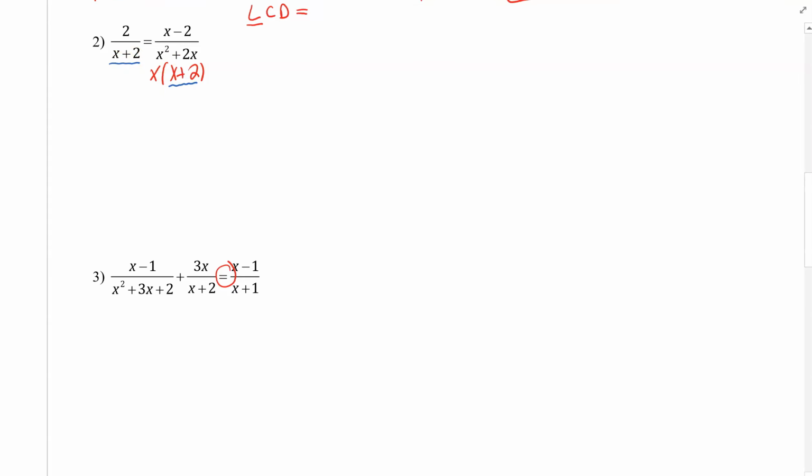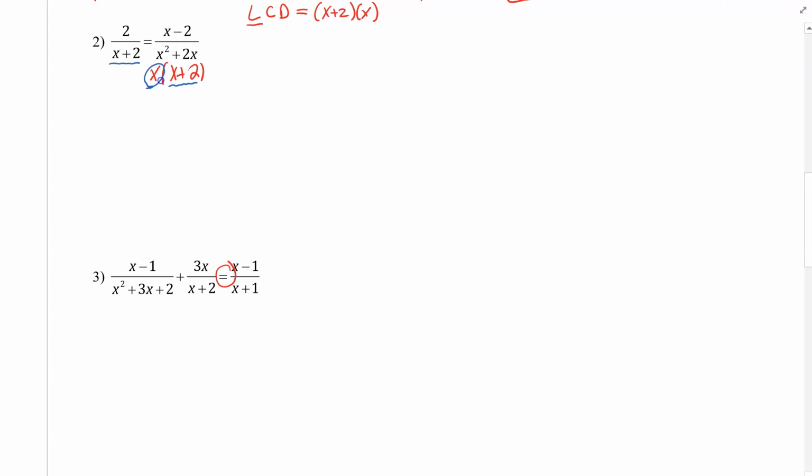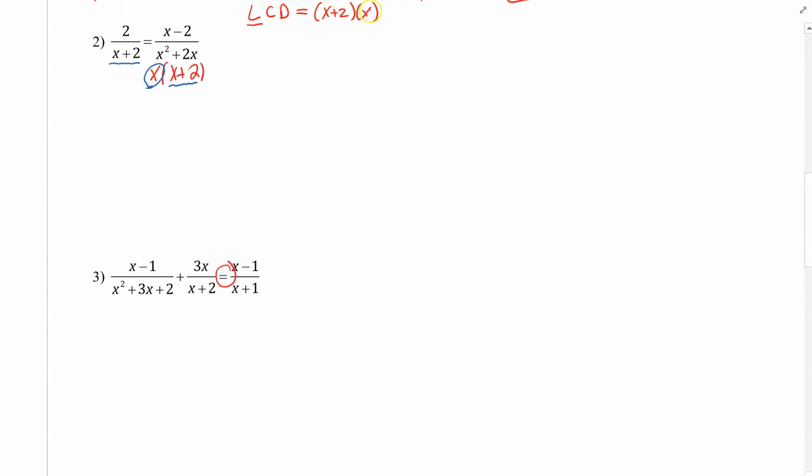They have a common factor of x plus 2. So in my LCD, I'm only going to use that factor once, not twice. I'm not going to just multiply these together. They already have x plus 2 in common, so I only use that once. But then I do need to make sure to multiply by the remaining factor of x. So my LCD is going to include the common factor times the remaining factor, and I'll just leave it factored like this. And then I'm going to rewrite this equation so that it is in factored form.